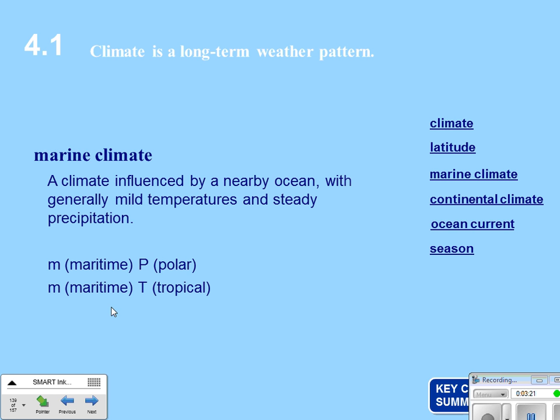A marine climate is a climate influenced by a nearby ocean, generally with mild temperatures and steady precipitation. And these abbreviations you're going to need to know. M stands for maritime. Maritime and marine are very similar, meaning water. P is for polar, so we're talking about cold. And T is for tropical, so we're talking warm.